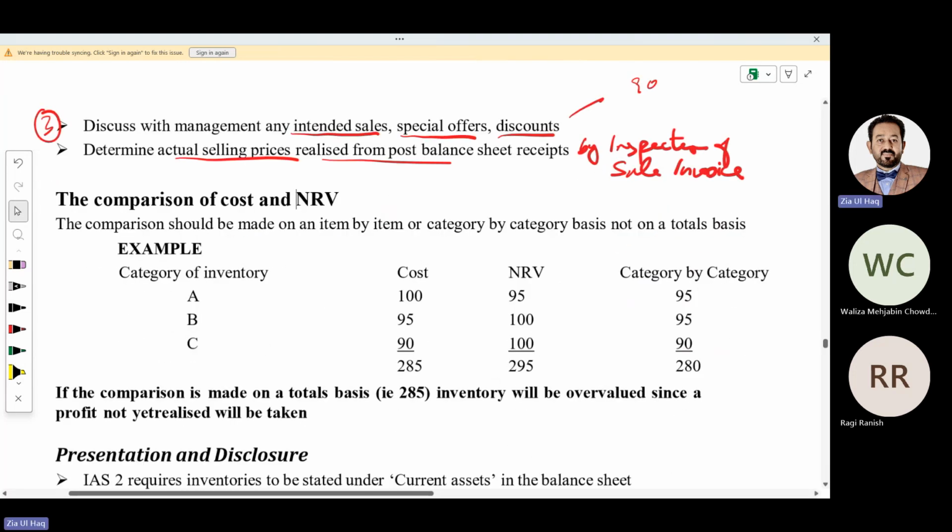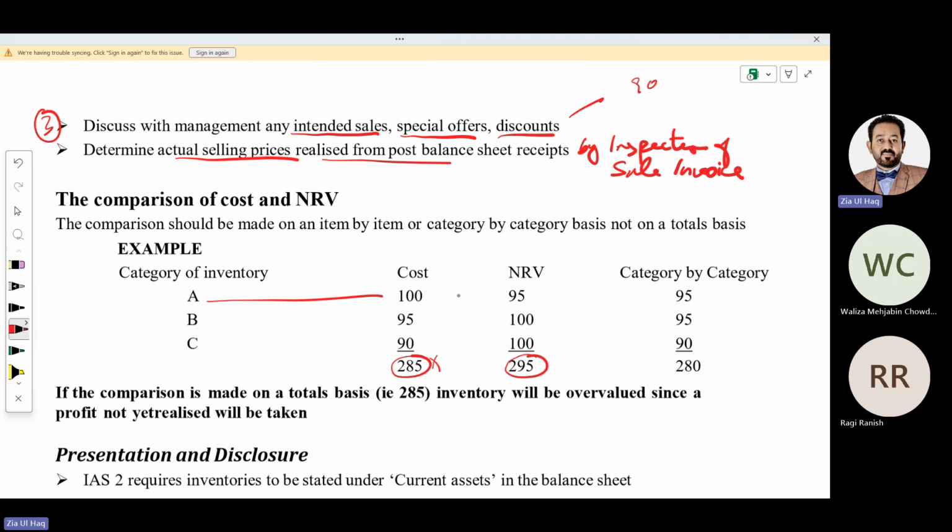If we combine the cost of all three inventories, that is 285. If we combine the NRV of all these three inventories, that is 295. This means we should record them at the lower value. What is lower? 285 or 295. If we record them at 285, this is the wrong method. For each category of inventory, we need to compare cost and NRV separately.